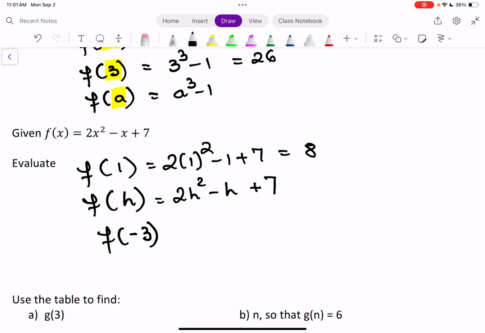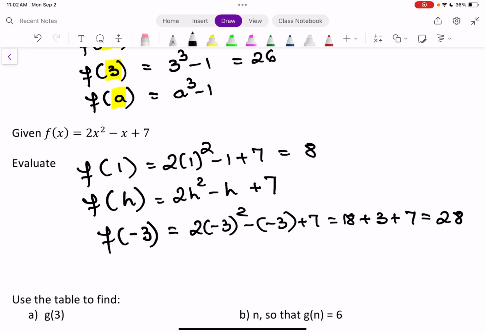So obviously when we just relabel or rename the variable with another variable, then there's no way we can evaluate this expression because we were not given a value. We're just given another label. So again, be careful of the order of operations. Be careful with the signs. So that's going to be 28. It's 2 times 9 is 18. Minus 3 is a plus 3, and then plus 7.